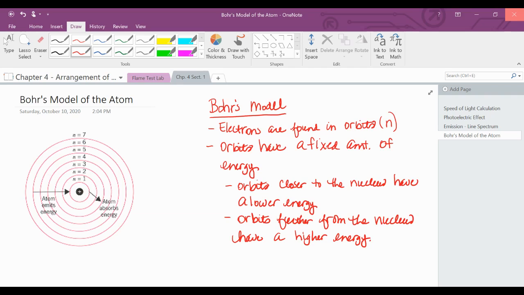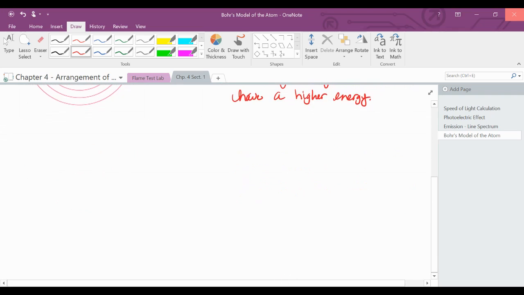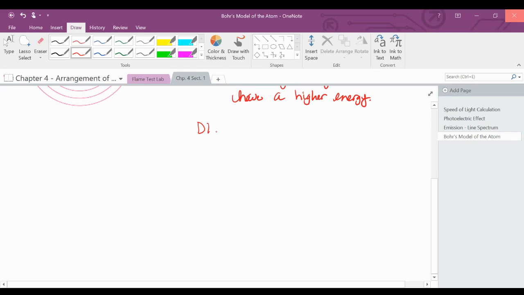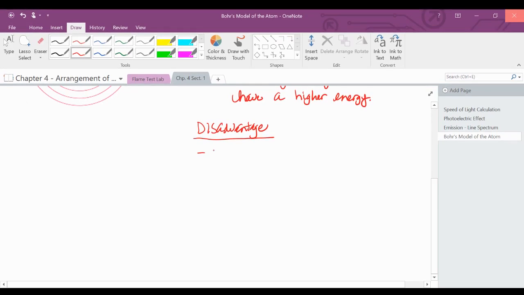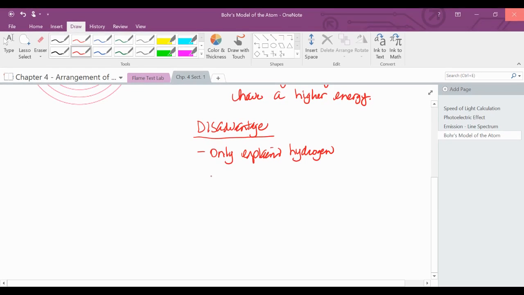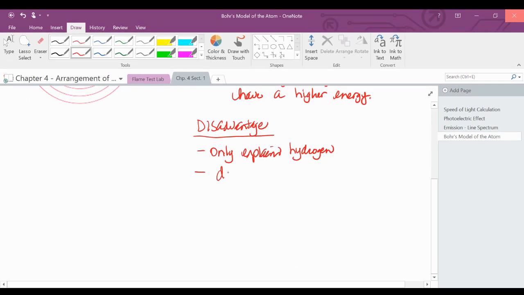Now, there were some disadvantages to Bohr's model. So this is not our final model of the atom. The big disadvantage at this point is that it only explains the element hydrogen. And this model of the atom does not explain chemical behavior.